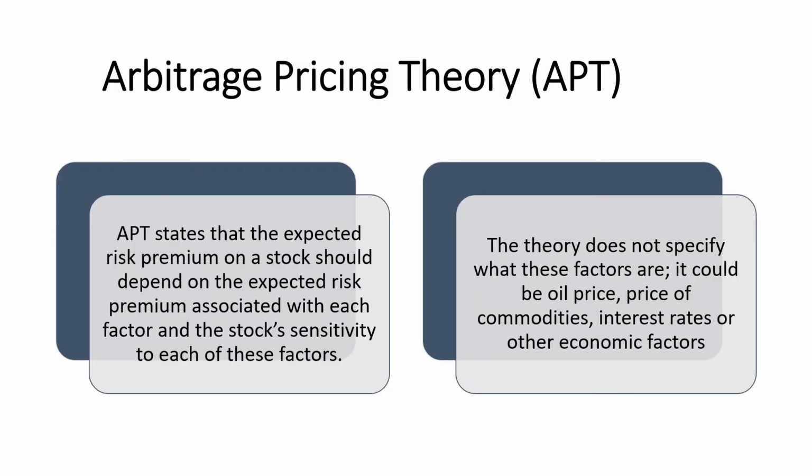Unlike CAPM, which is based on only a single factor, APT states that the expected risk premium on a stock should depend on the expected risk premium associated with each factor and the stock's sensitivity to each of these factors. However, this theory does not specify what these factors are. So, it could be oil prices, prices of commodities, interest rates, or many other possible economic factors.